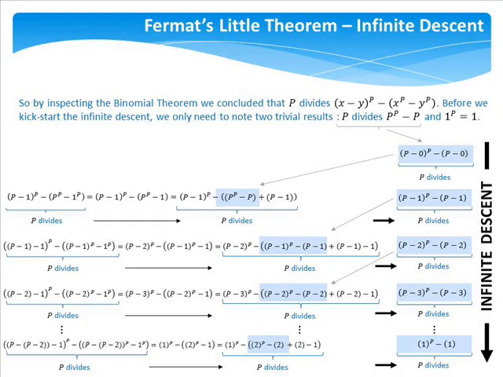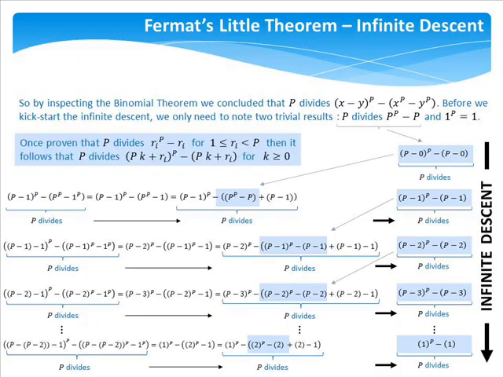At this point, we conclude that 1 raised to p minus 1 is divisible by p. And that's true, as 0 is divisible by any integer. Once proven that p divides r sub i raised to p minus r sub i, then it follows that p divides p times k plus r sub i raised to p minus p times k plus r sub i, for k equal or bigger than 0.